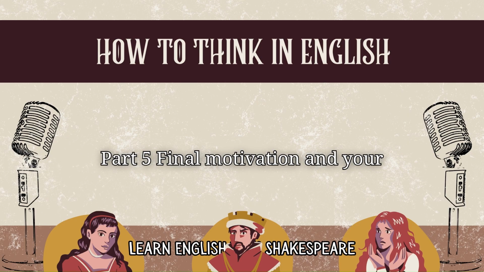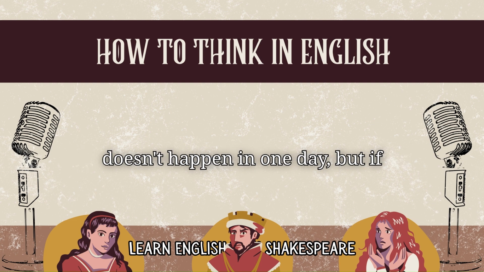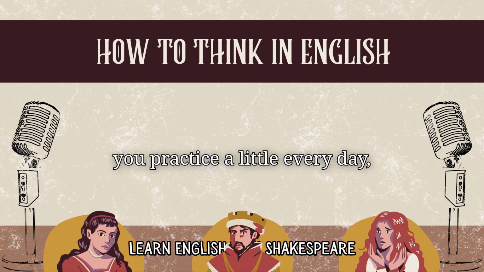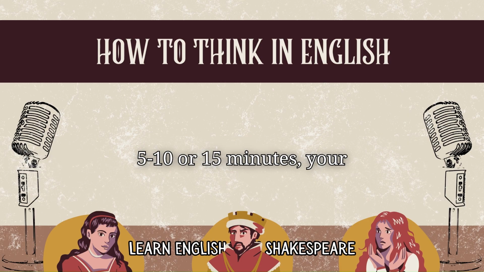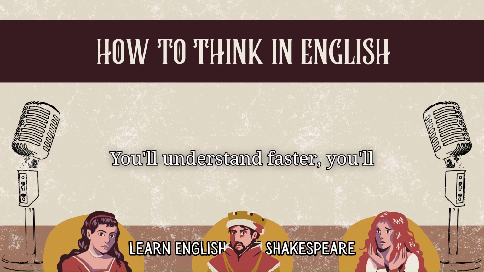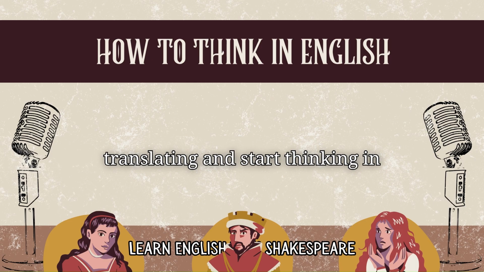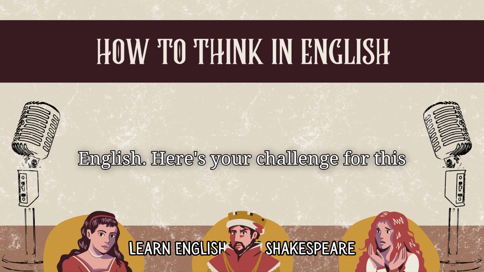Part 5. Final motivation and your challenge. Learning to think in English doesn't happen in one day. But if you practice a little every day, 5, 10, or 15 minutes, your brain will start to switch naturally. You'll understand faster, you'll speak more smoothly, and you'll stop translating and start thinking in English.